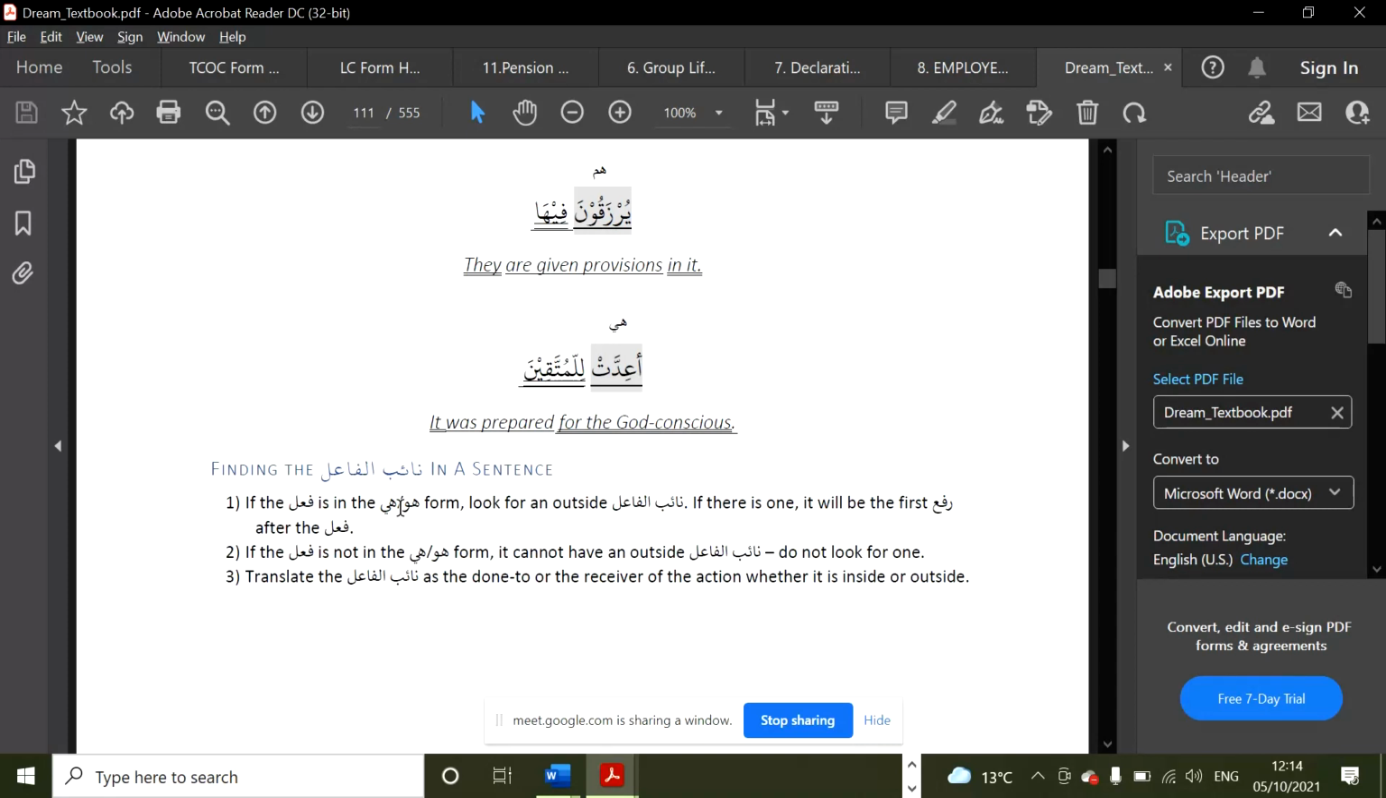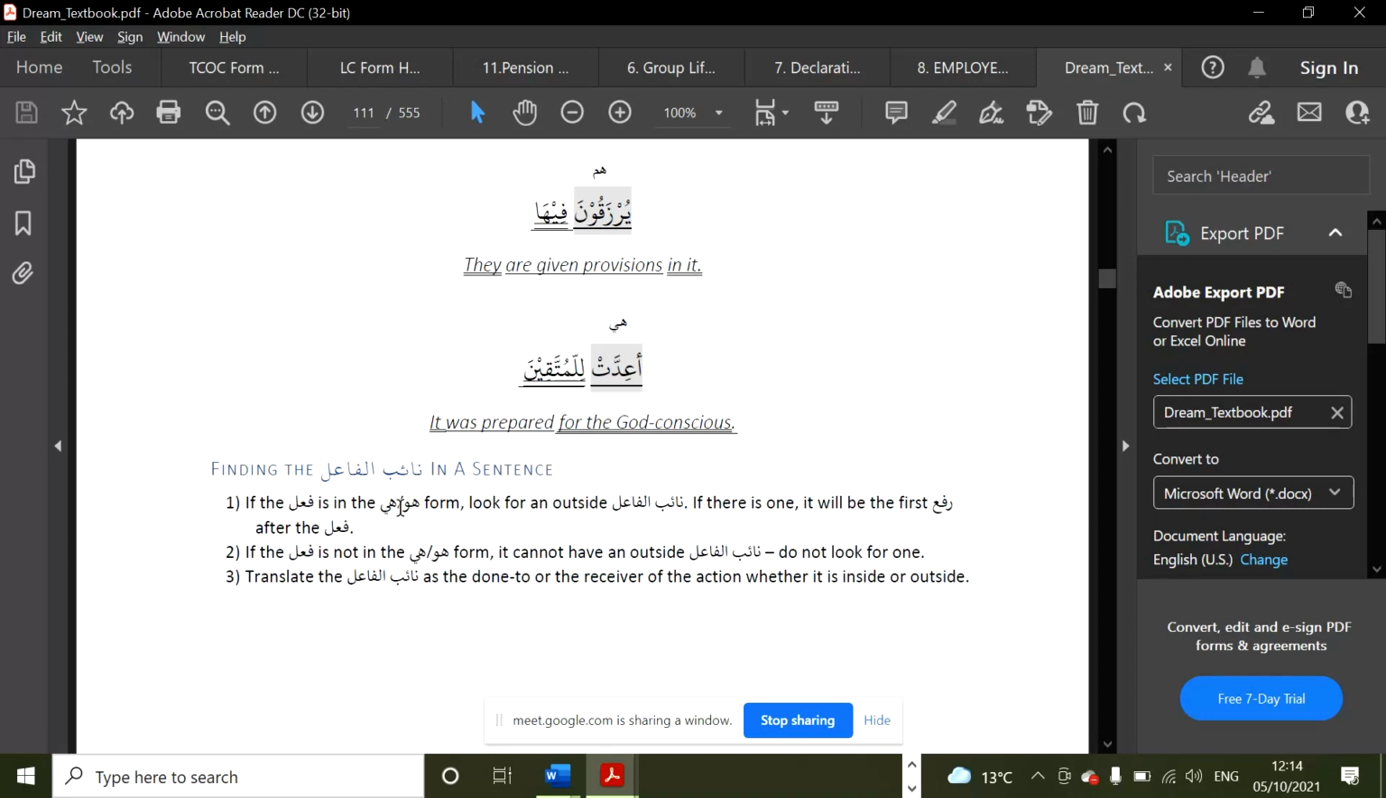So it is yurzaquna, our present passive. Razaqa means to give provision. Yurzaquna means what? They are given provision. Okay, are given provision.